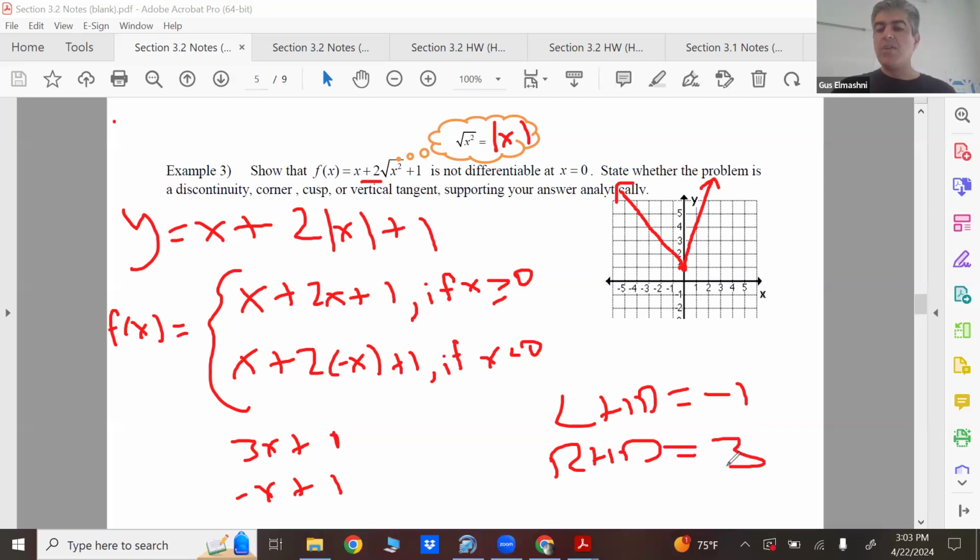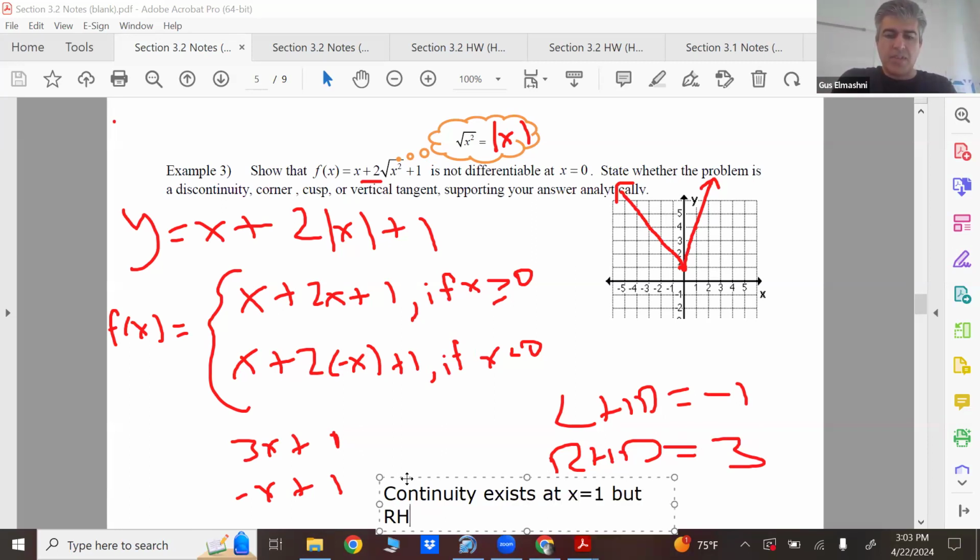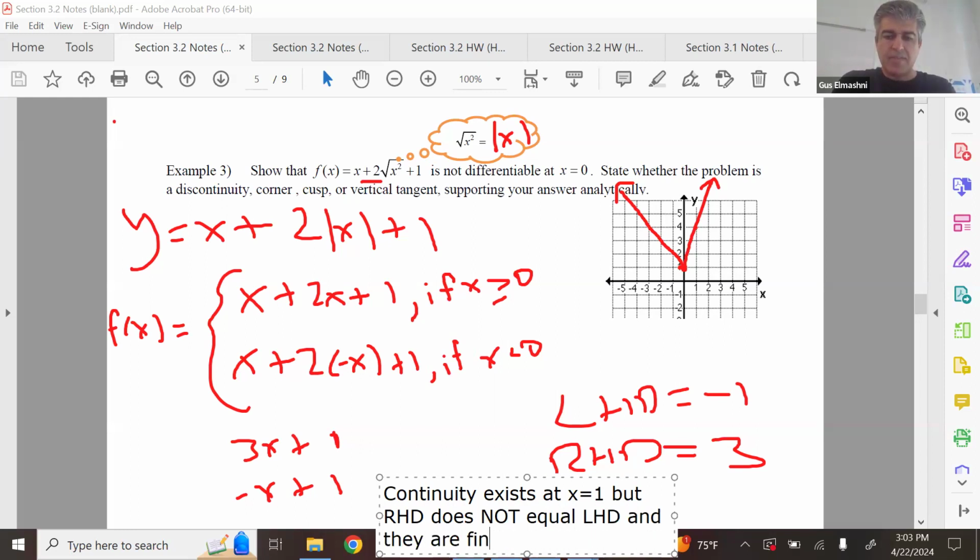Okay. So because these are both finite numbers, in this case, continuity does exist because we see it. We see it happen. Continuity does exist here. It's 1 in each case at 0. So continuity exists, but RHD does not equal LHD, and there are finite values.